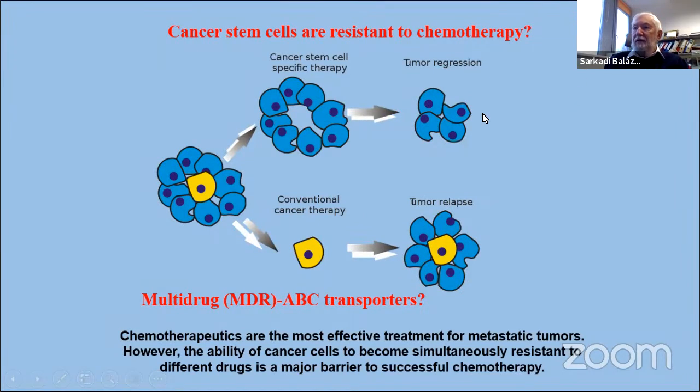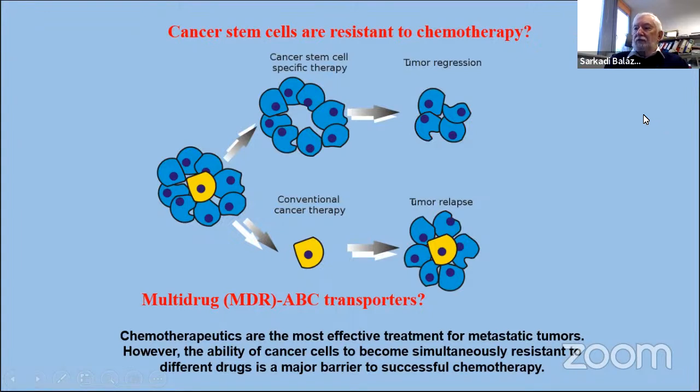Now, it's interesting that at the same time, cancer stem cells are believed to be resistant to chemotherapy. So what happens if you use a chemotherapy, which just generally kills the cells this way, but the cancer stem cells survive, then there is a tumor relapse. If you manage to kill the cancer stem cells, there is tumor regression and disappearance. So what could be the role of the multi-drug ABC transporters in this process?